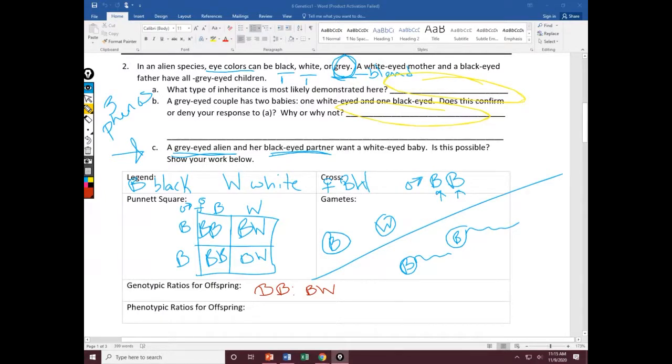And then next to that, we want to list our box count. So I have 2 of the black and 2 of the BWs. Or remember, we can reduce these if we want to, right? Because 2 to 2 is equal to 1 to 1, like dealing with fractions. Both of those are equally acceptable.